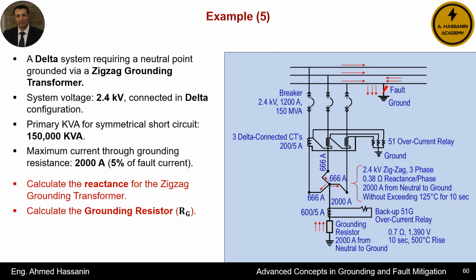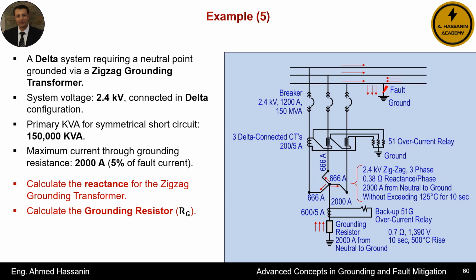The figure shows a delta system that requires a neutral point, which can be grounded using an outdoor zigzag grounding transformer and a grounding resistor. The system voltage is 2.4 kV and is connected in a delta configuration. The symmetrical fault kVA is 150,000 kVA, meaning 150 MVA, and the maximum current allowed to pass through the grounding resistor is 2000 amperes, which is approximately 5% of the symmetrical fault current.